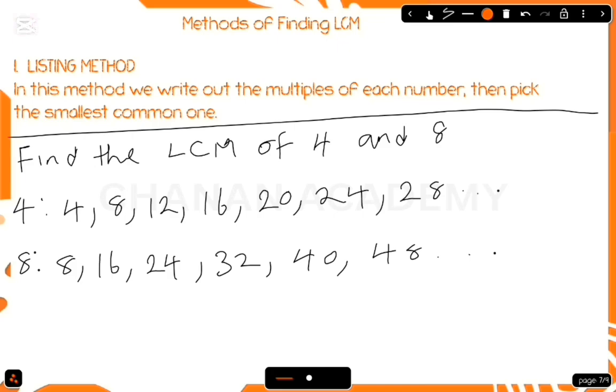So the listing method says that we write down the multiples. Now we've already written the multiples down. Then we pick the smallest common one among them. So the smallest common multiple of 4 and 8 is 8. So our LCM is 8 using the listing method. Alright, so let's talk about the next method.